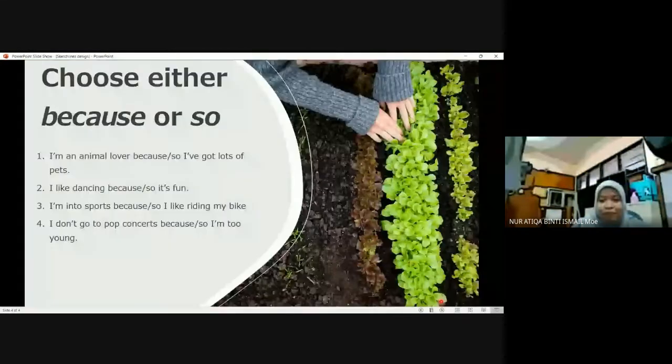So we are doing this now. Okay, choose either because or so. So what's the difference between because or so? Later we are going to find out after you answer the questions. Okay. Anybody? I am an animal lover. Is it because or so? I've got lots of pets. Which one is the correct answer?